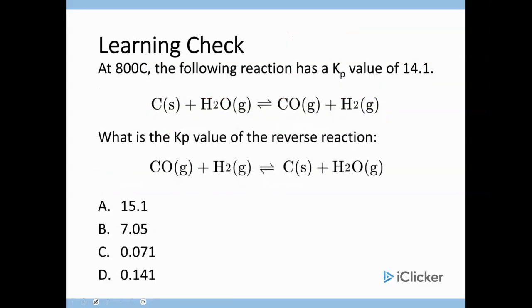Last question, at 800 Celsius, the following reaction has a Kp value of 14.1. What is the Kp value of the reverse reaction? Y'all remember what we do to find Kp of reverse? Yeah, we do the reciprocal. So we have K of the reverse is equal to 1 over K of the forward reaction. So that's 1 over 14.1, which is 0.071. So C is the right answer here. Okay, questions on any of these?